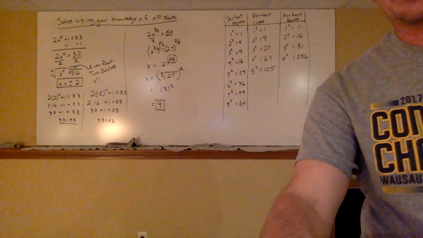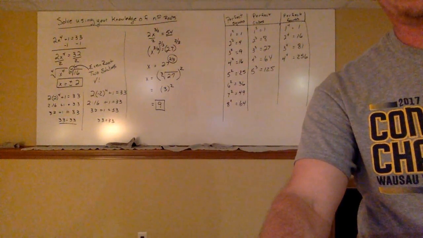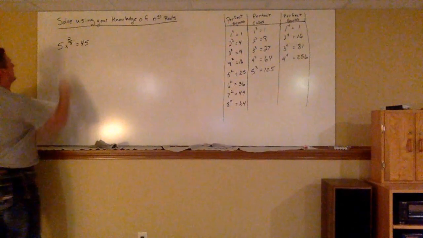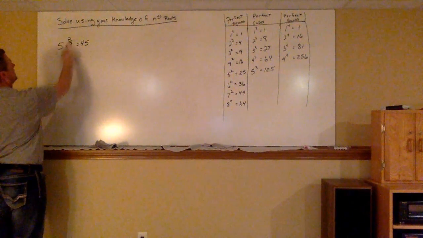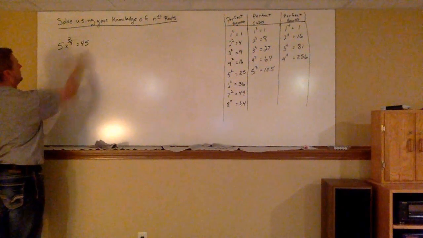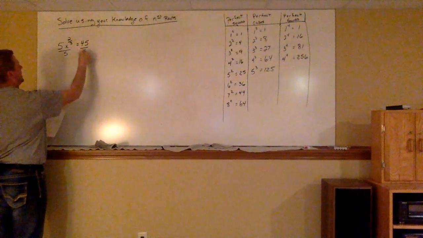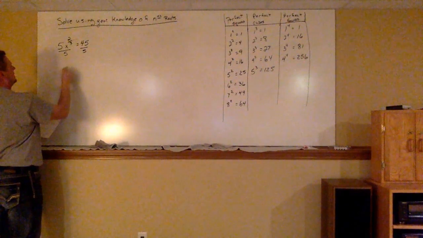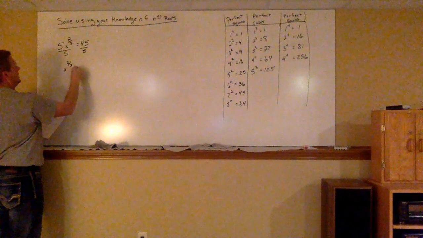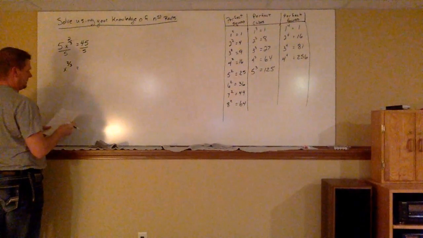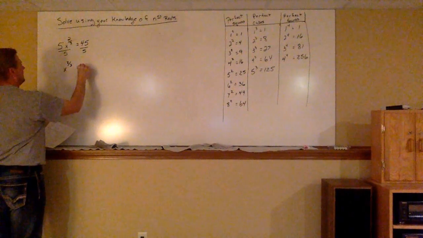I'm going to erase my board. One last problem. Final problem here, guys. 5 times x to the 2/3 power equals 45. We're going to solve this. We have to divide by 5 because we have to get our x all by itself. So I get x to the 2/3 equals 45 divided by 5. Yeah, 9.